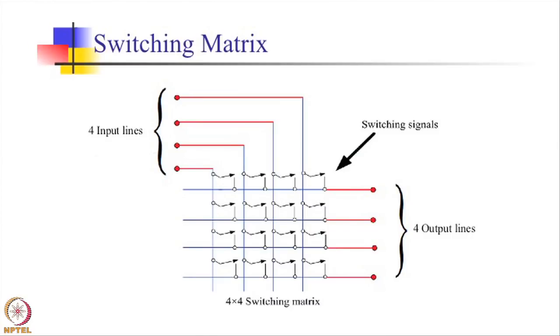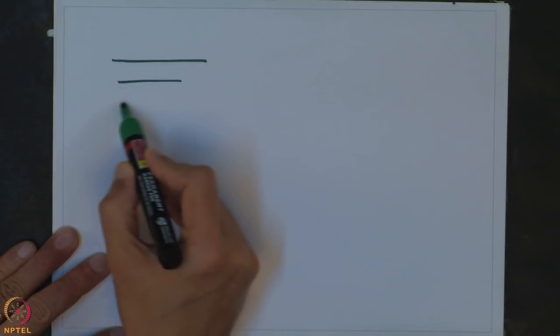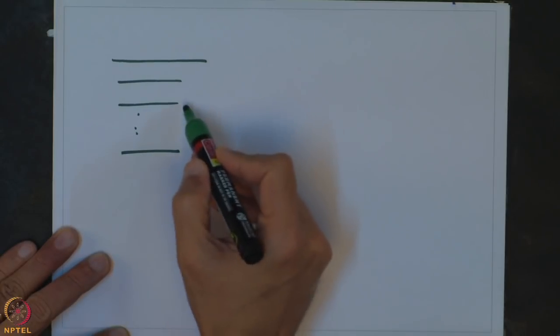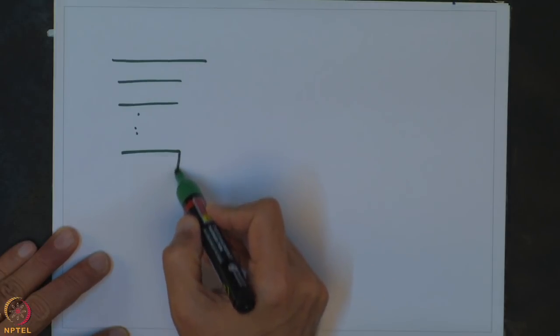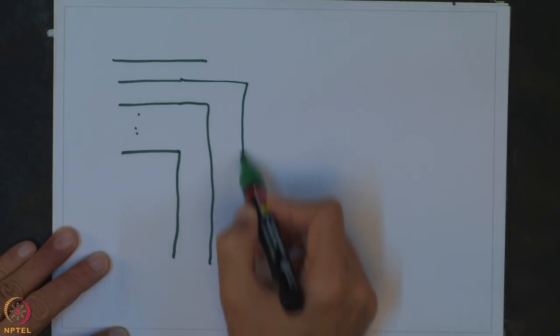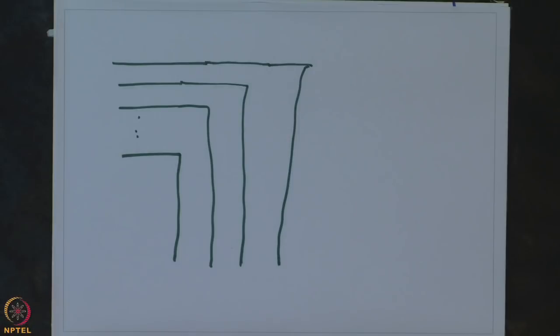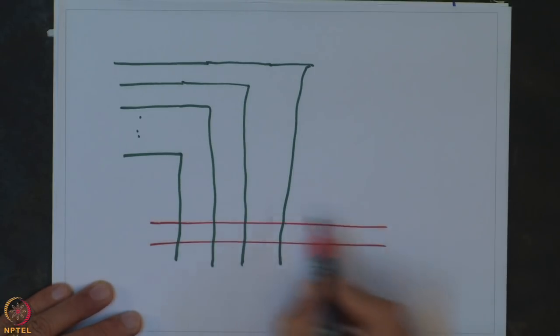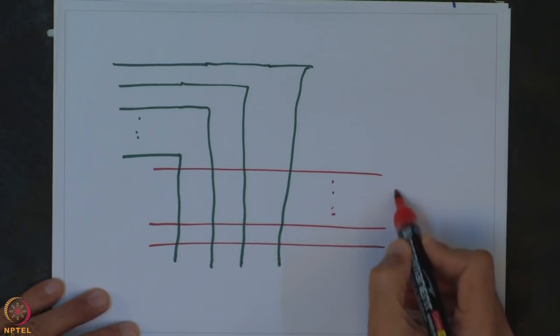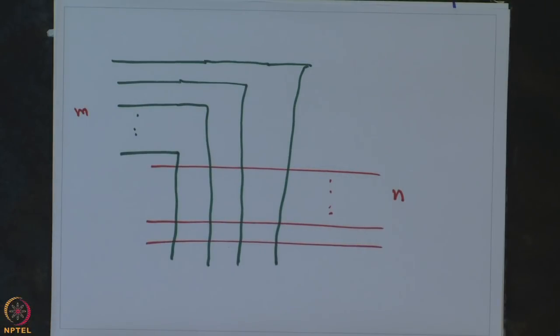On the screen, you see a special case where m is equal to 4 and n is equal to 4. So you have 4 input lines and 4 output lines. The way this whole thing is configured is shown. I will just draw this diagram. So these are the M input lines, and with the red pen, let me draw the output lines. So these are N output lines and M input lines. Right now, they are just placed in this crisscross fashion.